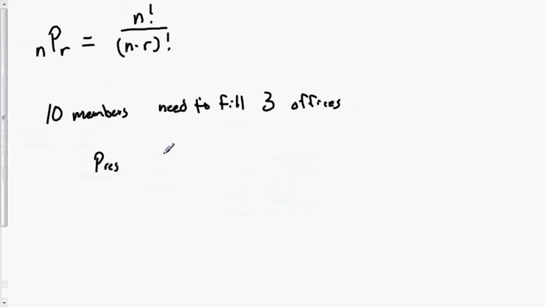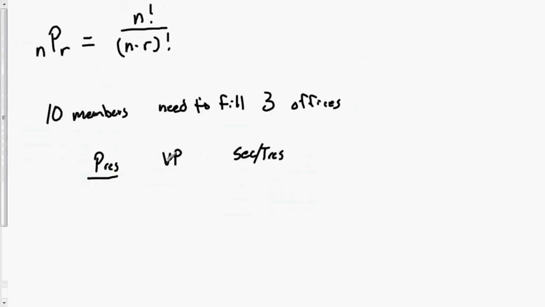So let me look for a problem in the book. Okay. So we want to permute here. A club with 10 members has to choose 3 officers, a president, a vice president, and a secretary treasurer. If each office is to be held by one person and no person can hold more than one office, in how many ways can these offices be chosen? So we've got 10 members and need to fill 3 offices.